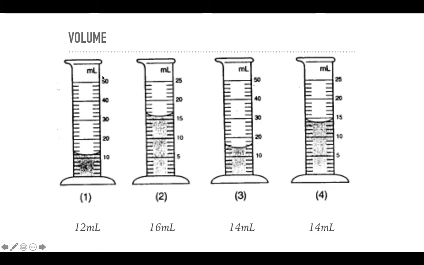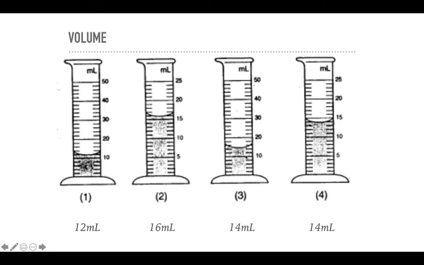See, it says milliliters. Let's look at the next one. The next one is between 15 and 20. How many increments are between 15 and 20? 1, 2, 3, 4, 5. There's 5 numbers between 15 and 20, so each one has to be 1. Let's check to make sure. 15, 16, 17, 18, 19, 20. Very good. Each one of these is 1. The bottom of the meniscus falls at the first one. It's 16 milliliters.